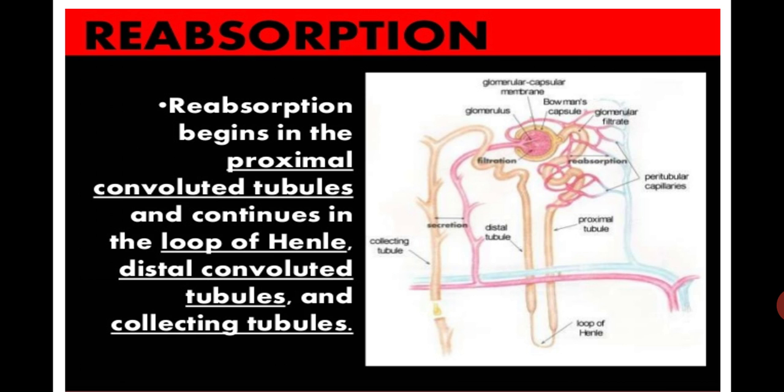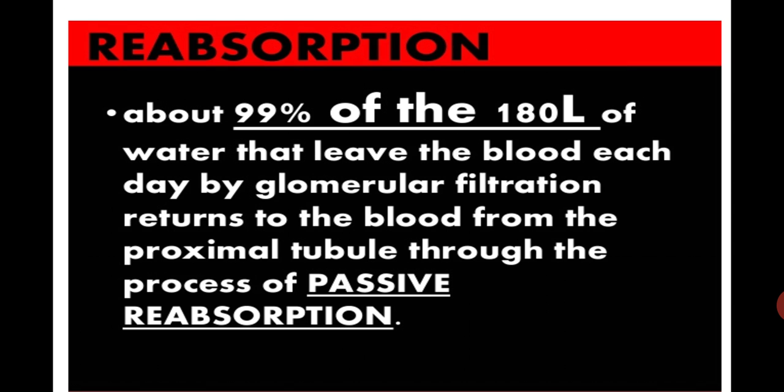First of all, we will talk about which parts of the nephron are involved in the reabsorption process. Reabsorption begins in the proximal convoluted tubules and continues in the loop of Henle, distal convoluted tubules and the collecting tubules. These are all the parts of the renal tubular system. The filtration process was taking place in the renal corpuscle, while the reabsorption takes place mainly in the renal tubular region.